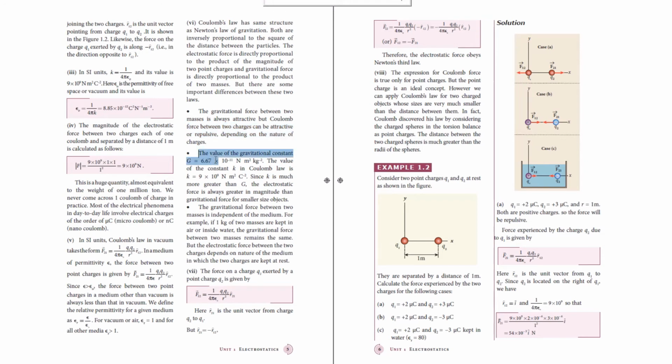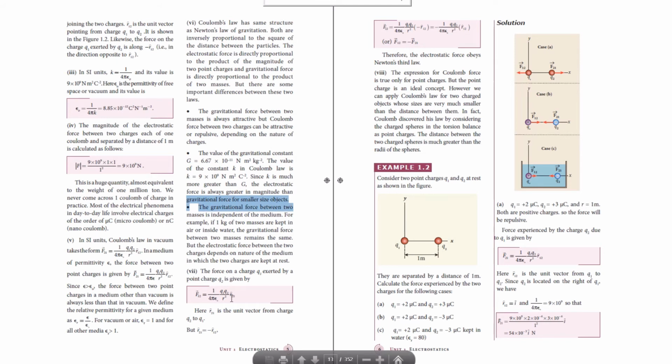And what is the value of gravitational constant? We all know G equals 6.67 into 10 raised to minus 11 Newton meter square per kilogram square. And the value of the constant K in Coulomb's law is how much? 9 into 10 raised to 9 Newton meter square per Coulomb square. So here you just compare this gravitational constant and the Coulomb's law constant. What happens? K is much greater than G. So this clearly shows that the electrostatic force is always greater in magnitude than the gravitational force.